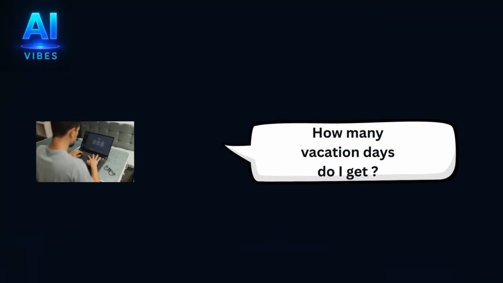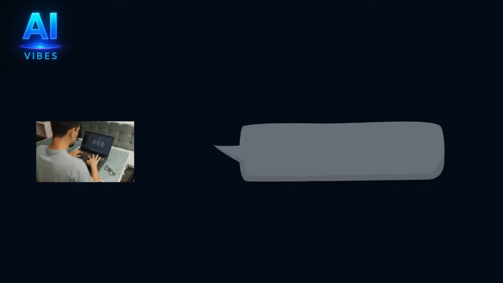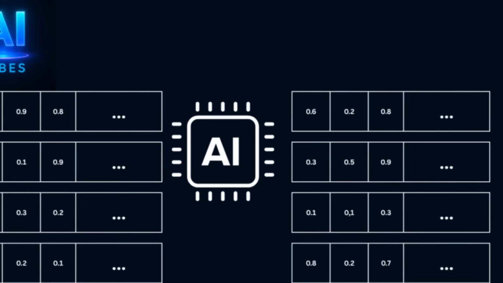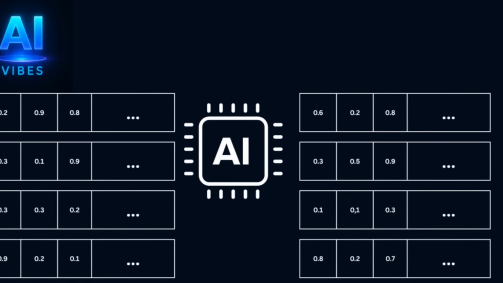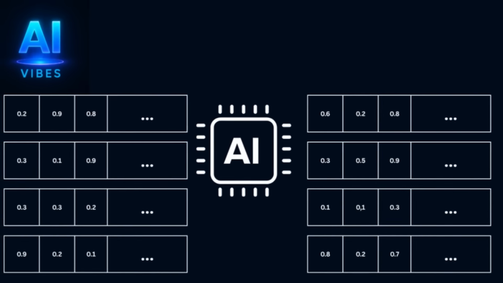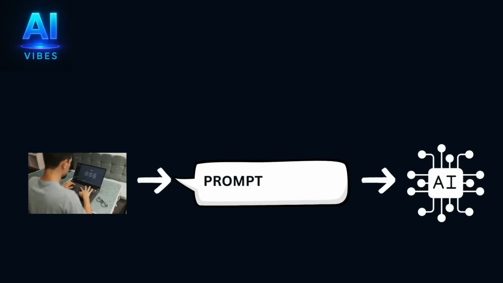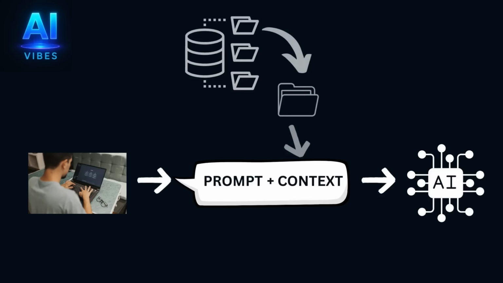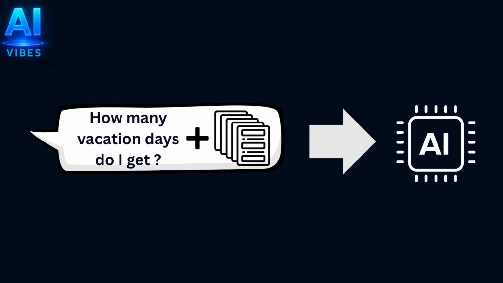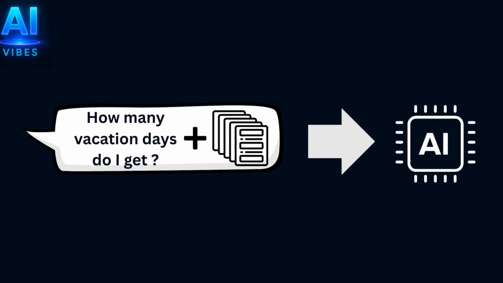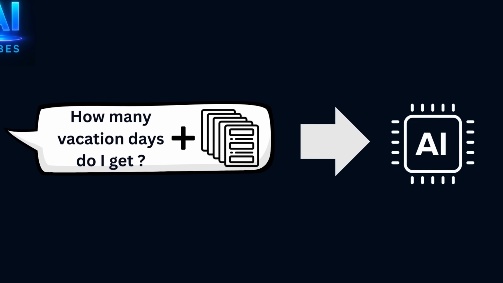Now you ask your question, "How many vacation days do I get?" That question is also converted into a vector using an embedding model. Then the system searches the vector database for the chunks that are closest in meaning to your question. Let's say it finds 3 or 4 passages that match best. Those are pulled from the database and added to your original prompt. So the AI doesn't just see your question. It now sees the question itself plus the most relevant content from your own data.